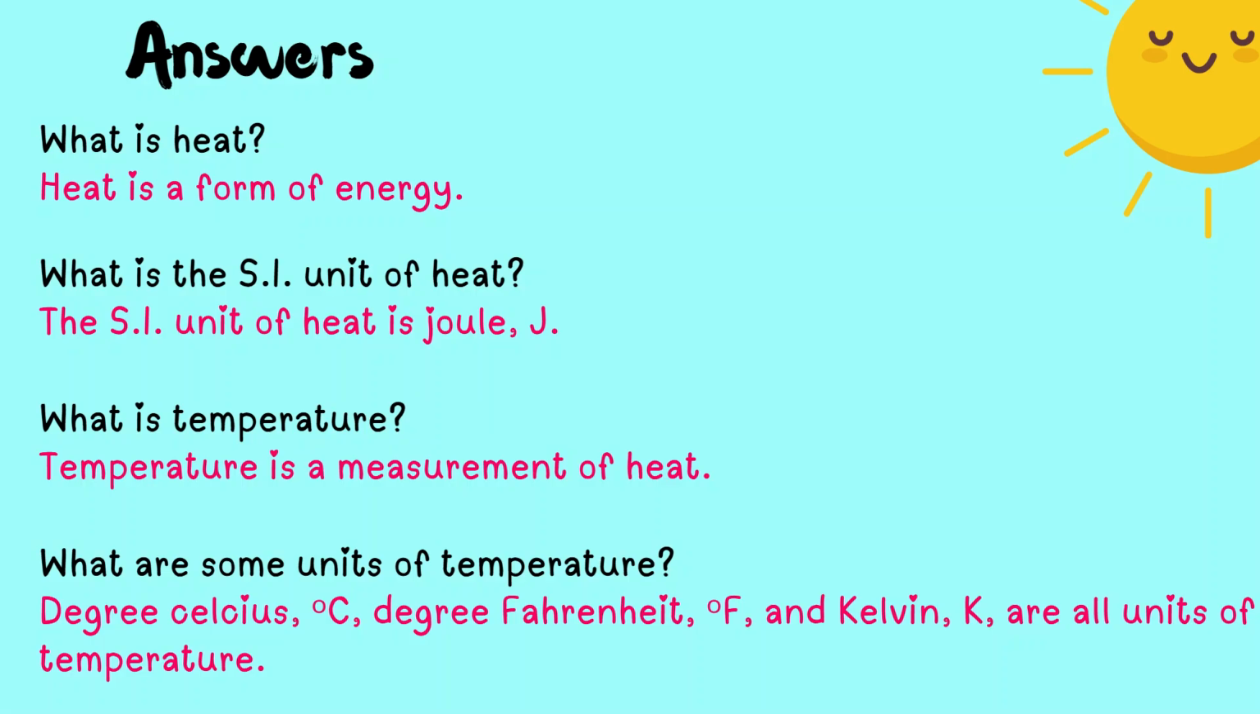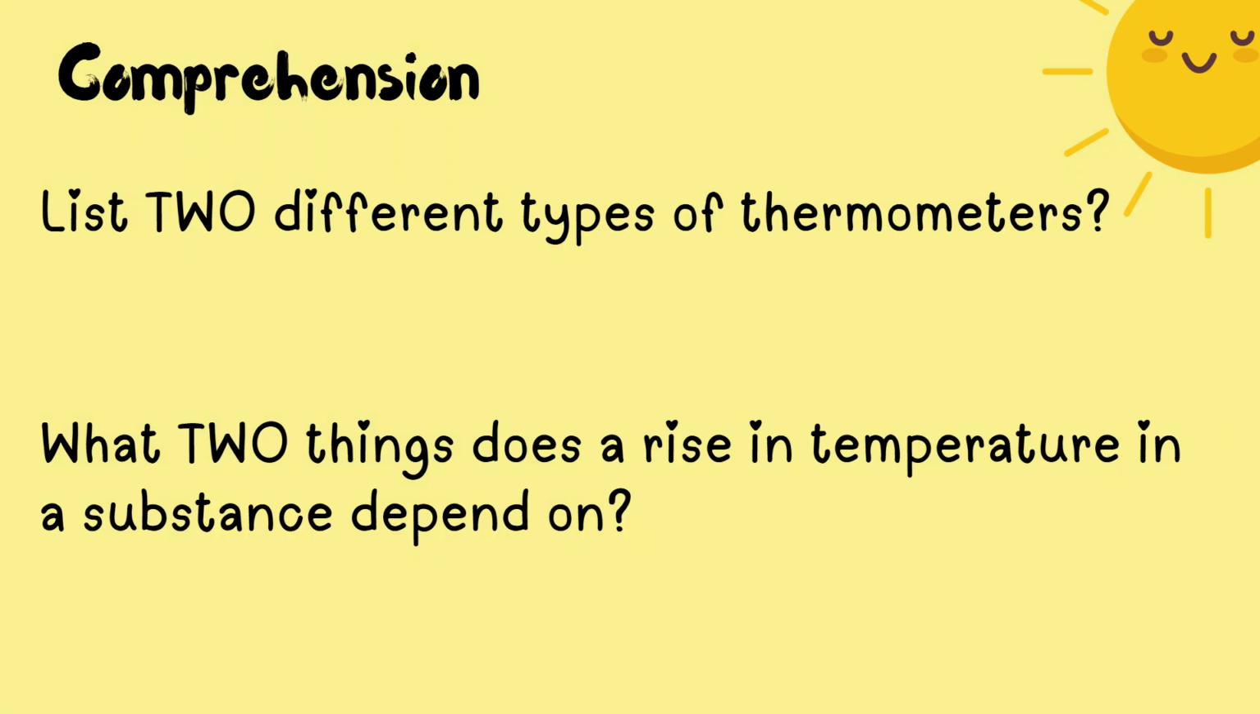Heat is a form of energy. The SI unit of heat is the joule. Temperature is a measurement of heat, and degrees Celsius, degrees Fahrenheit, and Kelvin are all units of temperature. Kelvin, however, is the SI unit of temperature.